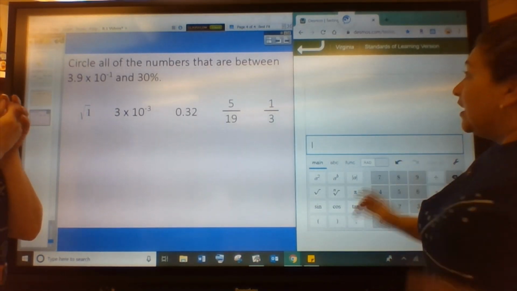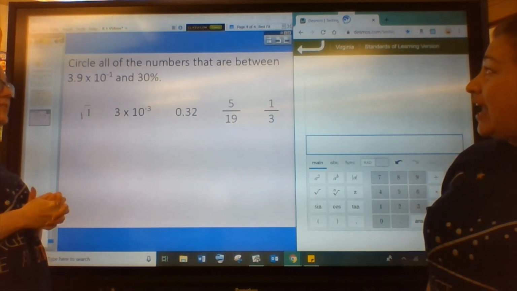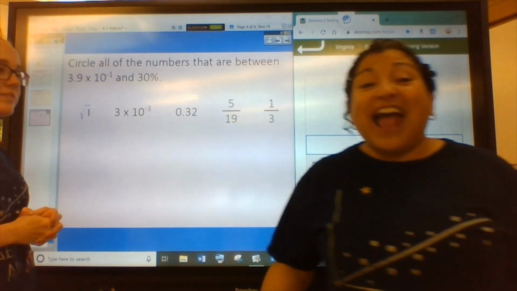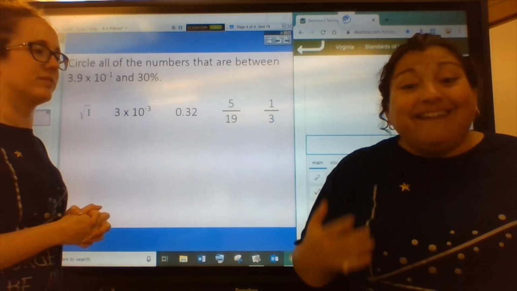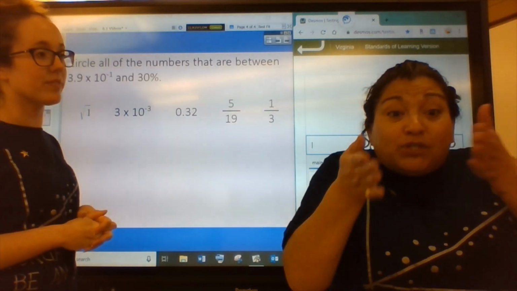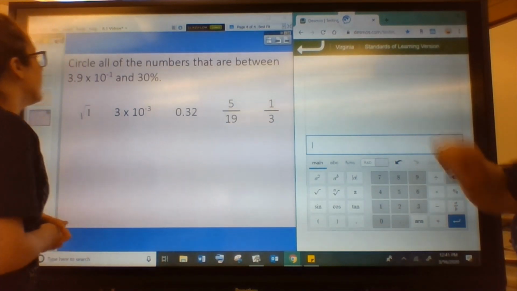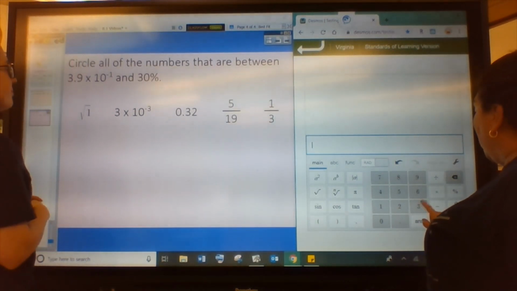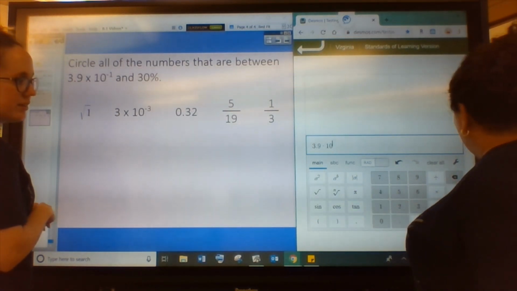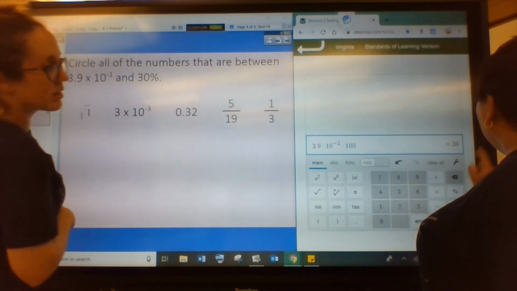Test taking skills. When you see what's between these two, you're going to have to know what these two are as percentages. Then you change all of these to percentages, and then you can look at the between. So let's do that first. Let's change those top two to percentages. So 3.9 times 10 to the negative 1, and we're going to make that a percent by multiplying by 100.